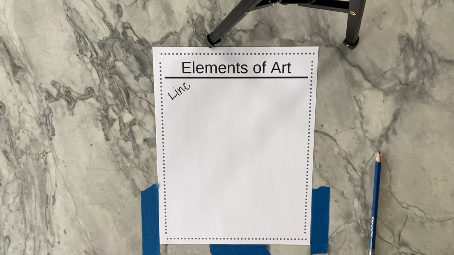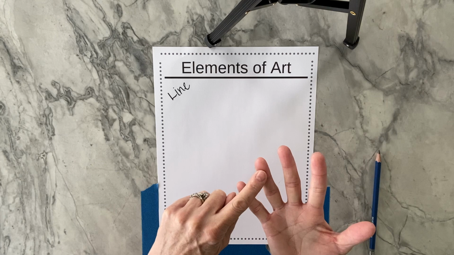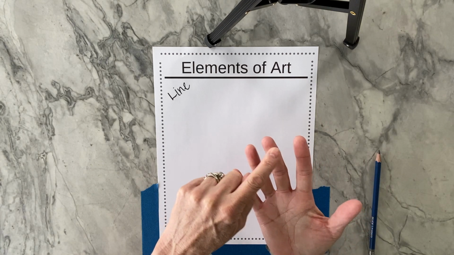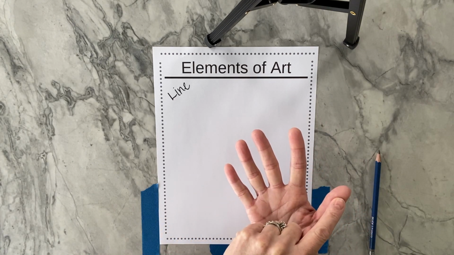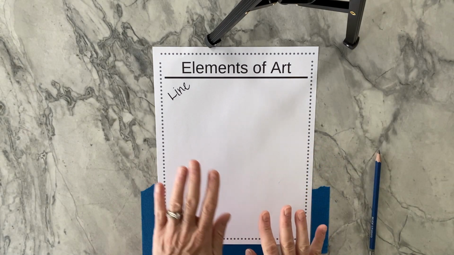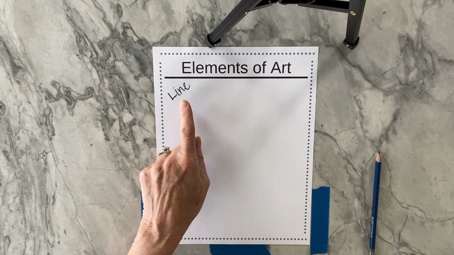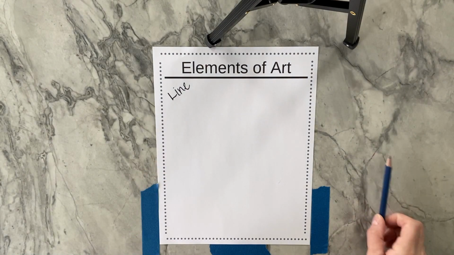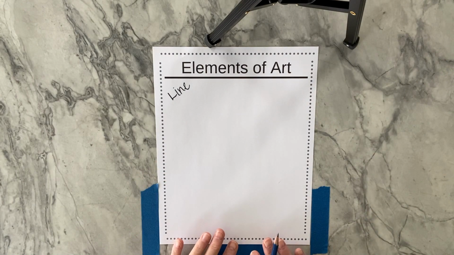Hi everyone. Today we're going to start a unit on the elements of art. The elements of art are line, shape, color, texture, form, value, and space. The very first one, the most important one to me, is line, and we're going to talk about line today.